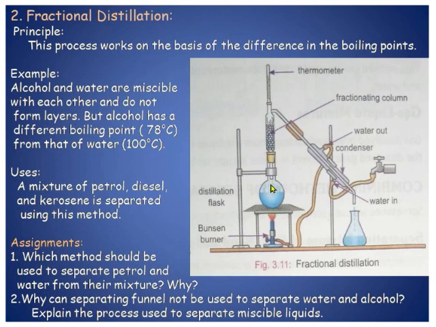So in this distillation flask there will be water only, and at 78 degrees Celsius alcohol will get evaporated and will get condensed here and will be separated in another beaker. So in this manner, fractional distillation uses the difference in boiling point to separate the liquid constituents. This method is used to separate petrol, diesel and kerosene from the mixture.